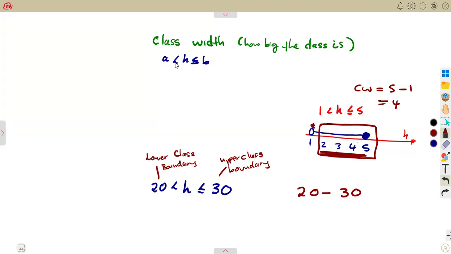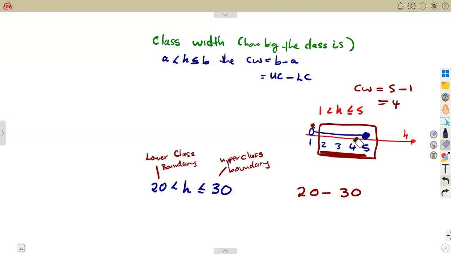So I want you to be careful. This is a presentation of this. So in this presentation, if it is given like this, then our class width is going to be equal to B minus A, which simply means the upper class boundary minus the lower class boundary. Upper class minus lower class. That is how you can simply get your class width.